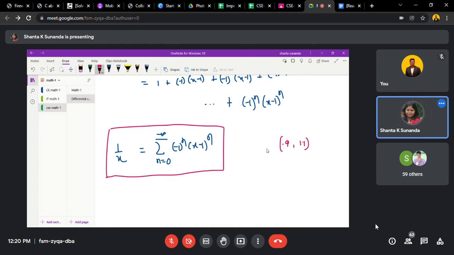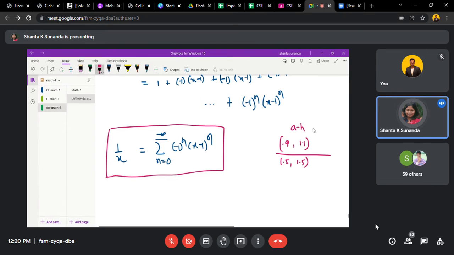Always try to consider small intervals. Or you can also go for 0.5 to 1.5. Don't go for 0, because the function is not defined at 0. So don't include 0 in your interval. If you don't write it, it's also good. Normally the interval will be of the form a minus h to a plus h, where h is a very small interval.